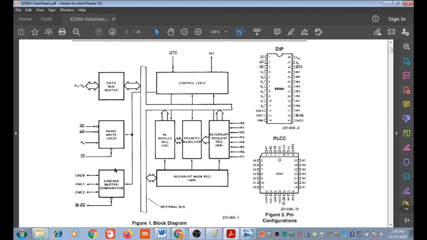Next block is cascade buffer or comparator. This block stores and compares the IDs of all 8259As in the circuit. The associated three IO lines CAS0 to CAS2 are outputs when 8259A is used as a master and are inputs when 8259A is used as a slave.